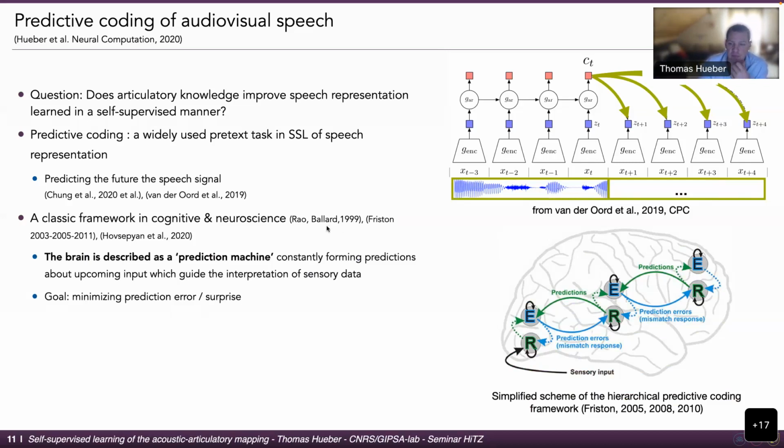And interestingly, this idea of predictive coding is also central in cognitive science and neuroscience. It has been popularized by Friston in several studies. Friston describes the brain as a prediction machine, constantly forming predictions about upcoming input, which guides the interpretation of sensory data. So in short, when we perceive speech signals, our brain, to better understand it, or maybe to access a more complex representation, such as motor representations, is constantly predicting the future of the auditory stimulus. The goal is to minimize some kind of prediction error or surprise.